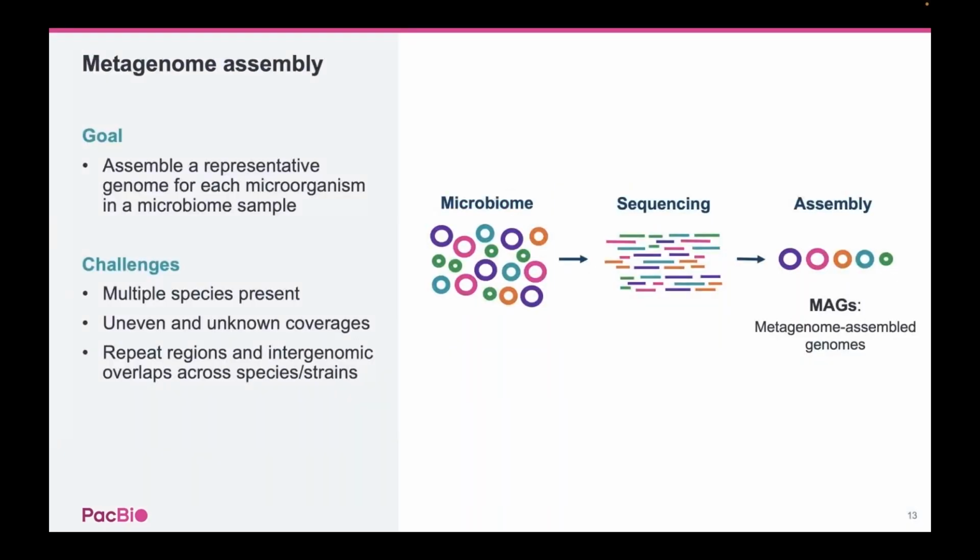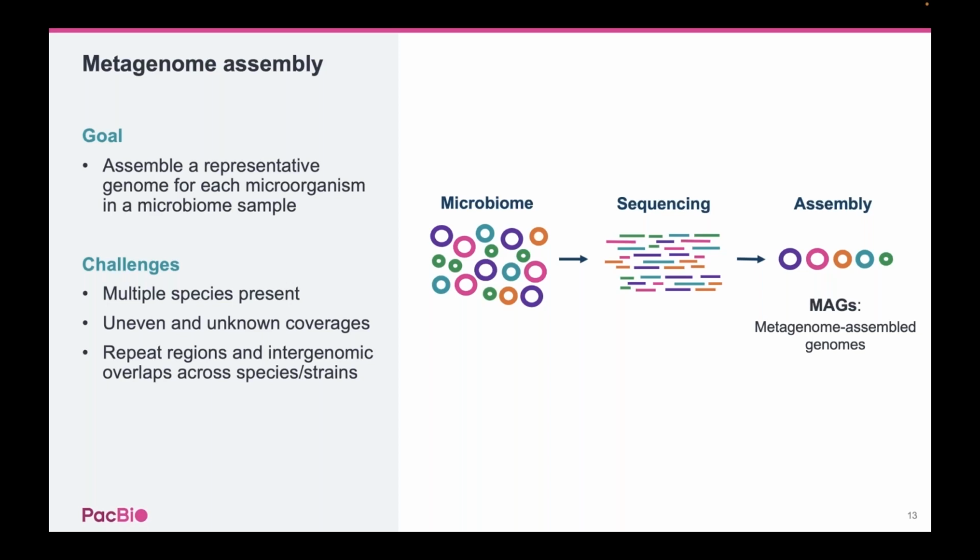Okay, so let's move on to the second main topic of today, which is metagenome assembly. So here, the goal is to assemble a representative genome for each microorganism present in the original microbiome sample. And so we tend to call these representative genomes MAGs, or metagenome assembled genomes. And this distinguishes this type of sequencing and assembly from something else like, let's say, isolate sequencing.